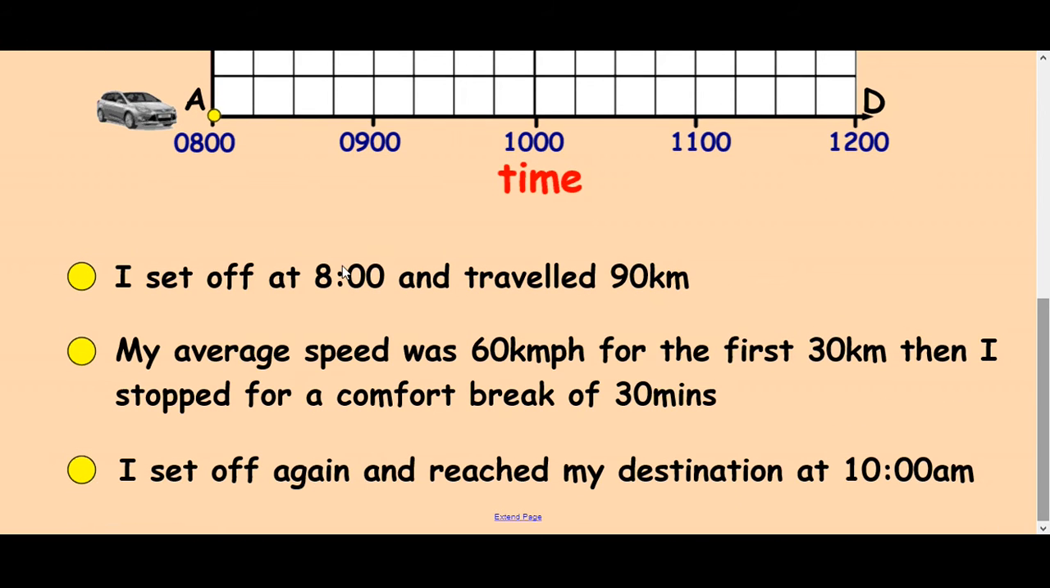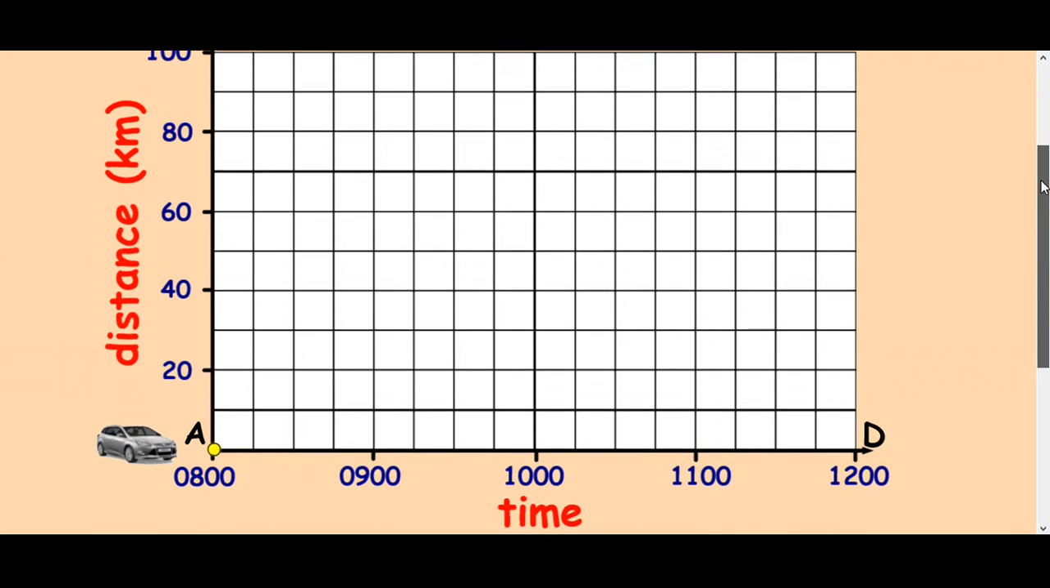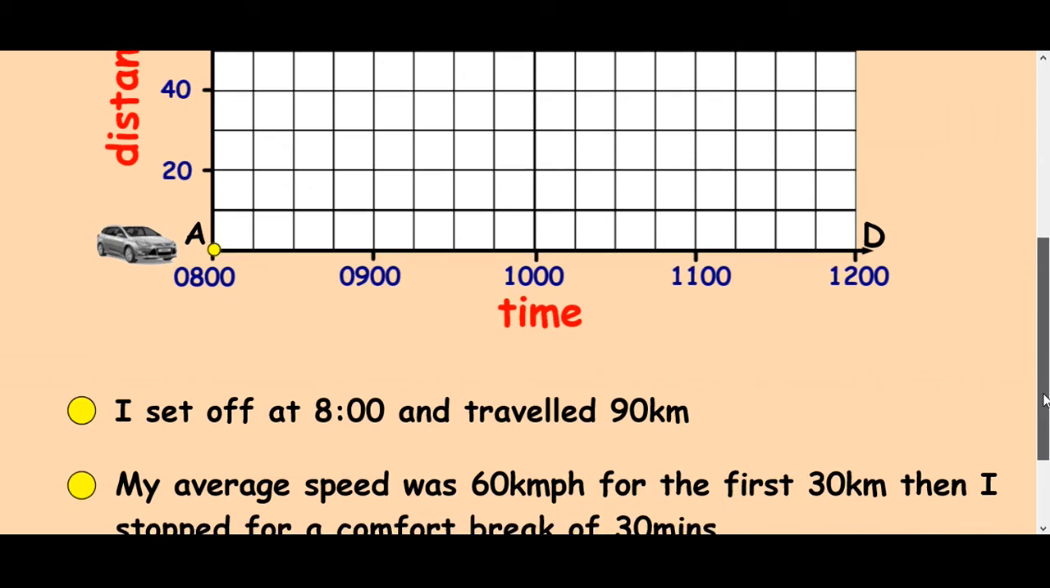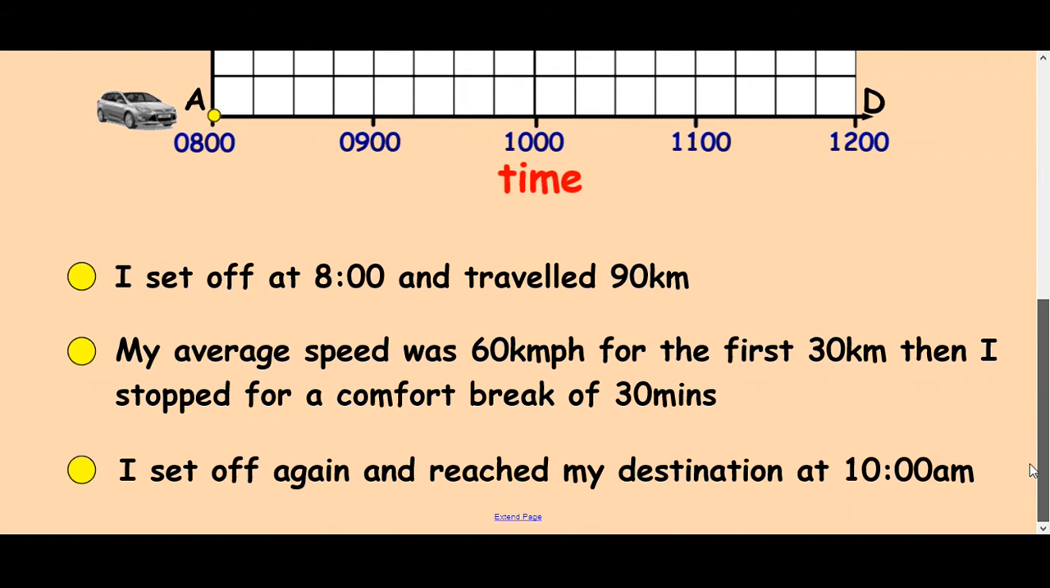So I set off at 8 o'clock and travelled 90 kilometres. So that's going to tell me how much I need in my y-axis, if you like. So I need at least 90. So I went up to 100 here and I went up in tens. I've also gone along in hours here, and I've put 4 boxes for 1 hour just to set it out correctly. There's nothing much I can take from that at the moment to put in the graph.